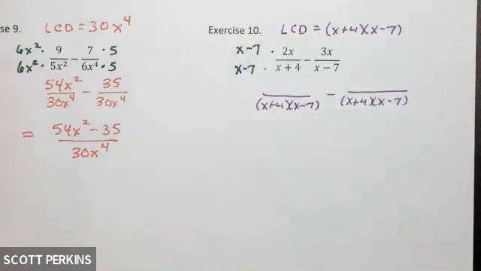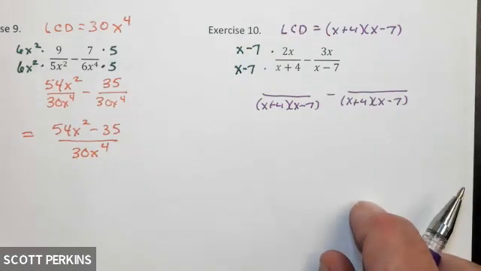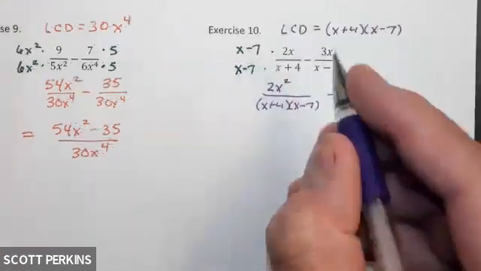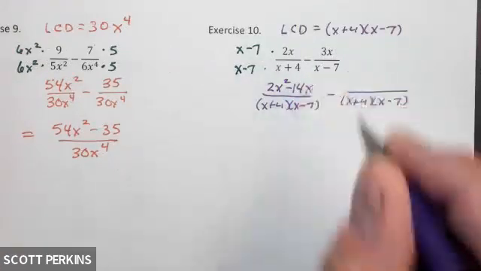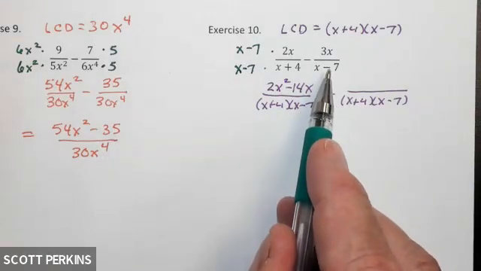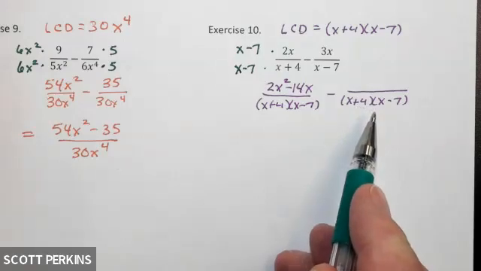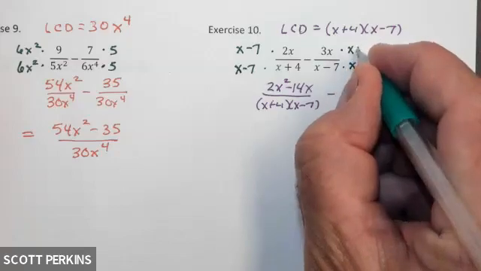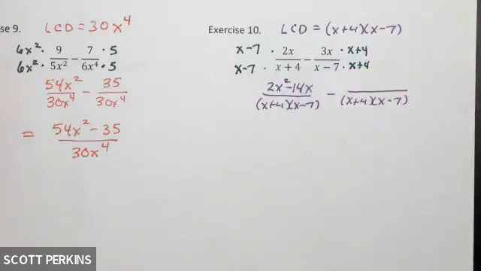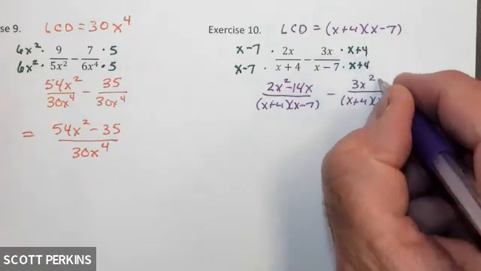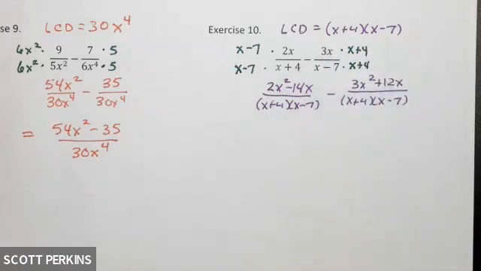And when I distribute, the only difference in this problem and the other ones is I have x's in the numerator, just to make it look a little different. Okay, so 2x times x is 2x squared, and then 2x times negative 7 is negative 14x. Same thing in the other one. This fraction starts off with an x minus 7 in the denominator, and so it's missing the x plus 4, so I will multiply by that. And when I distribute, 3x times x is 3x squared, and 3x times 4 is 12x.